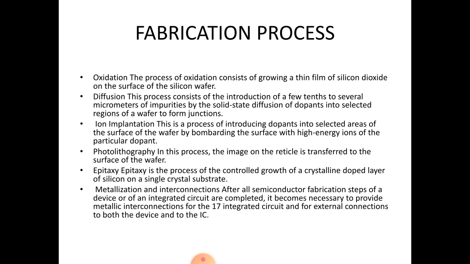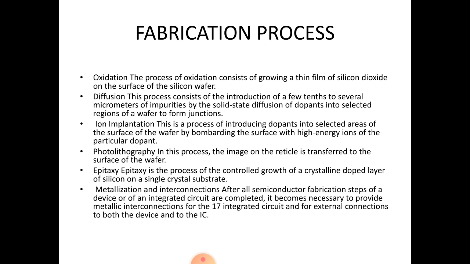The next is photolithography. So photolithography means the image on the silicon is transferred to the surface of the wafer. The next step is epitaxy. Epitaxy is a process of the controlled growth of a crystalline doped layer of silicon on a single crystal substrate.